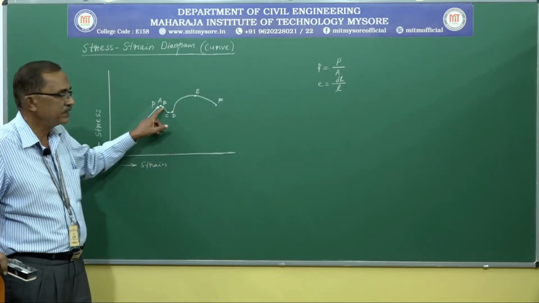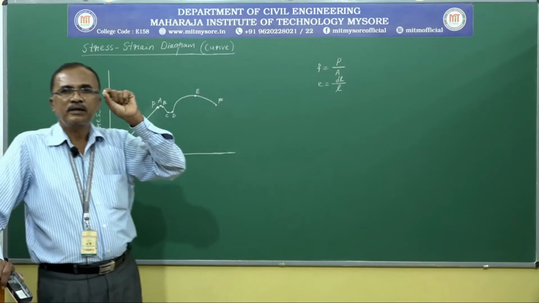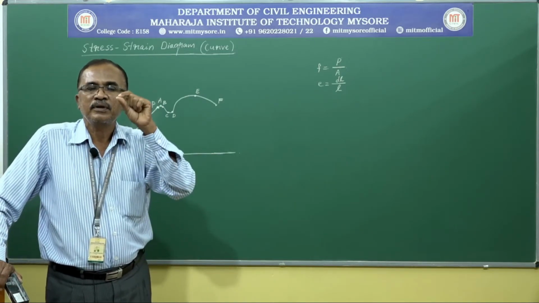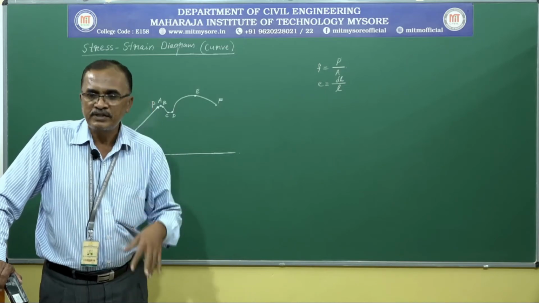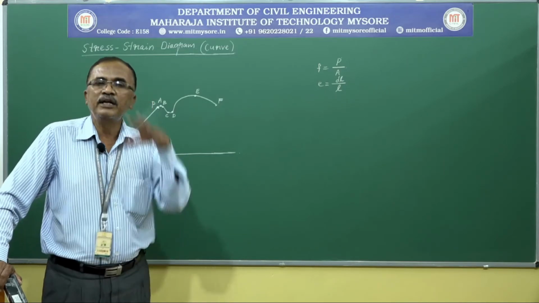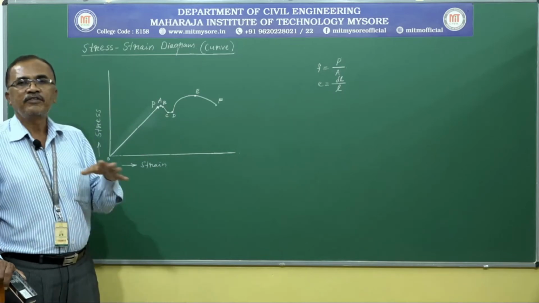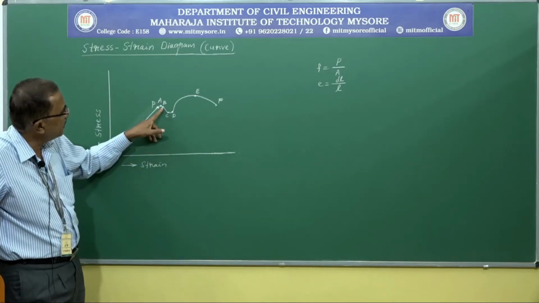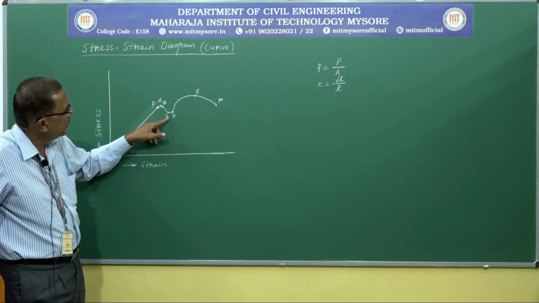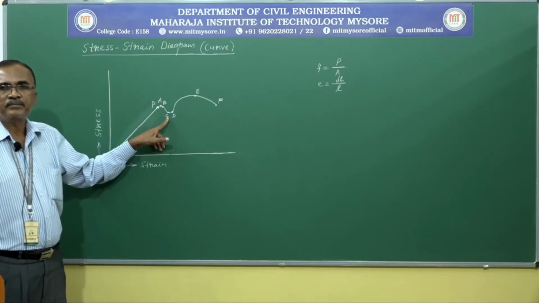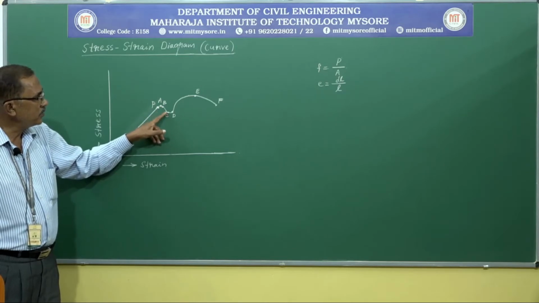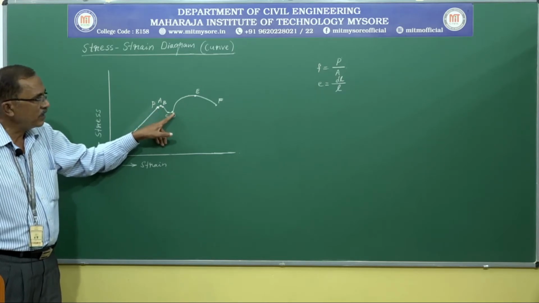That indicates yielding. Yielding means we can say it is less resistance, or sometimes practically zero resistance. That is the meaning of yield. As point B is a little higher than C, it is called the upper yield point, and C is called the lower yield point.